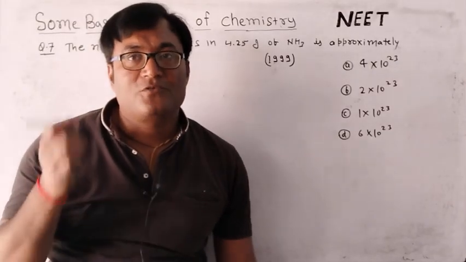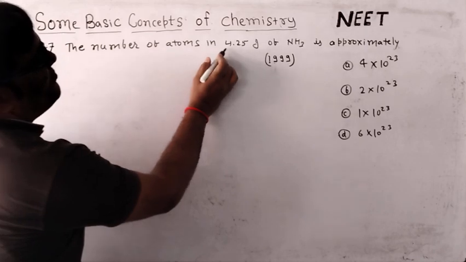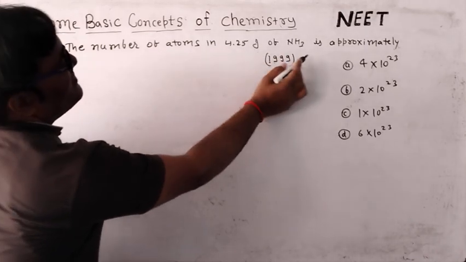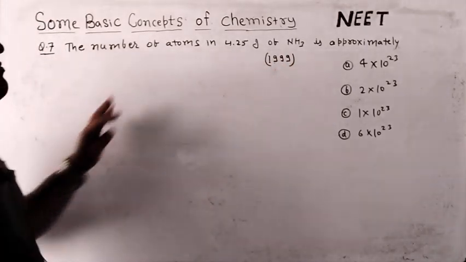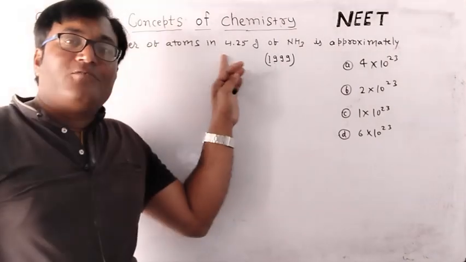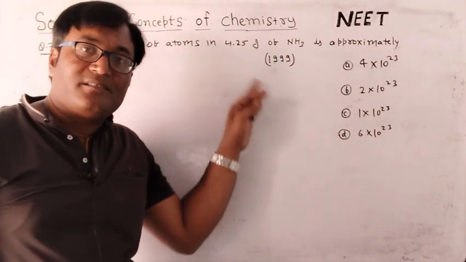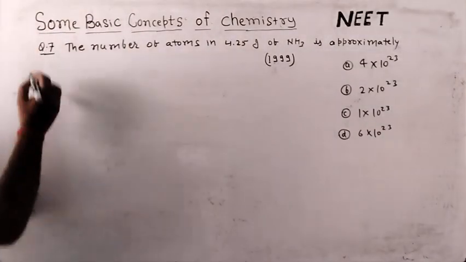Now I am going to solve question number 7. According to question number 7, the number of atoms in 4.25 gram of NH3 is approximately, according to this question, in 4.25 gram of ammonia, how many atoms are present? Options are given.